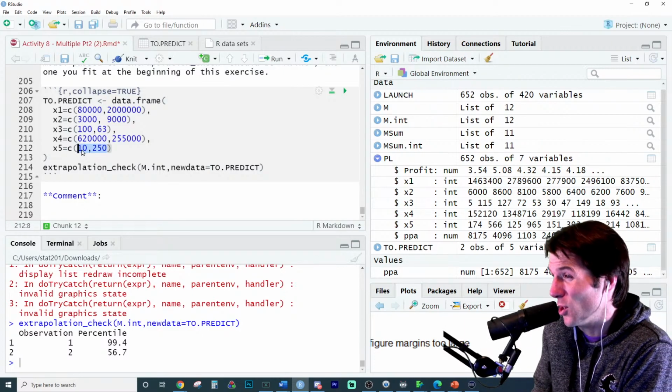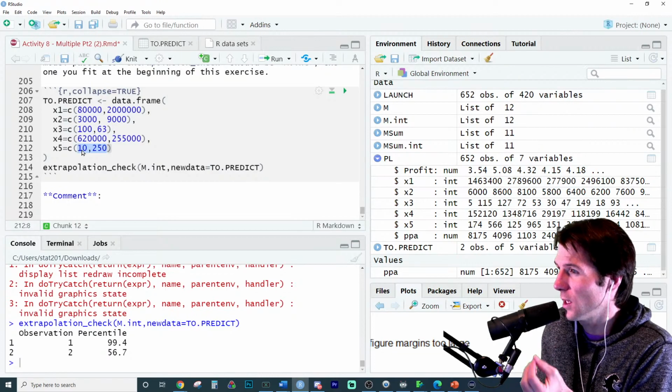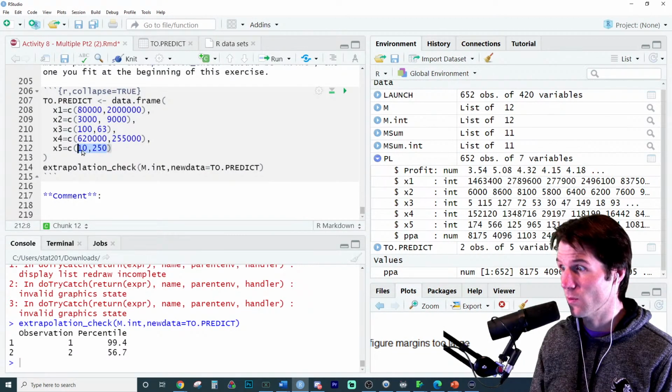And it's kind of like, should we be doing this? Is this a good idea? Because when you extrapolate, your model is predicting on values that are far away from a model that is reliable and a good reflection of what you should be predicting.